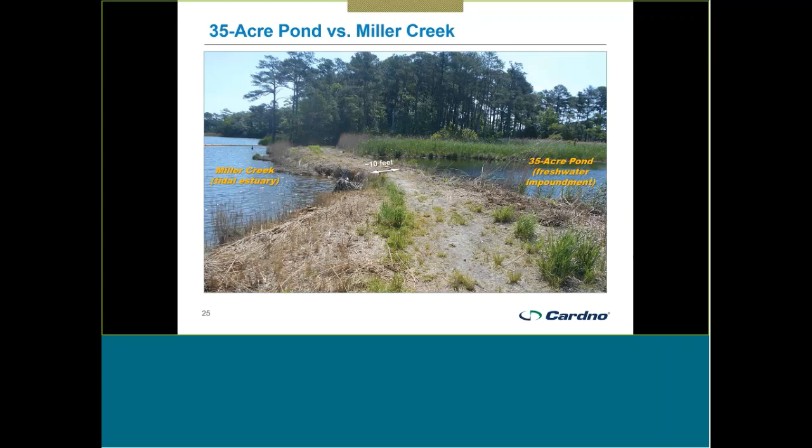So the concern, and this is the problem identification part of the design, was that the ongoing shoreline retreat, wave erosion, wind-driven waves, and boat-driven waves would continue to erode this shoreline until it eventually breached this earthen berm, and there was tidal connection between Miller Creek and the 35-acre pond.